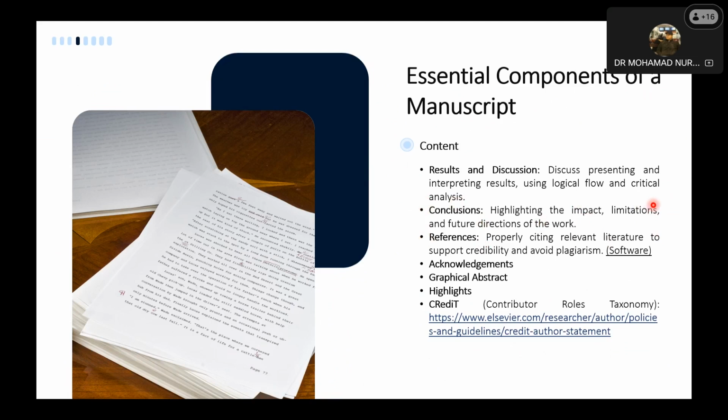And references, this is the major problem for students who are doing a thesis and also preparing articles for publication. So properly cite relevant literature to support credibility and avoid plagiarism. Please, in USM, we are preparing a class to use Mendeley. Normally we have software that you have to install on your computer. Sometimes the software is just a tool to help you during the arrangement of the references, but in the end, you have to do it manually and check one by one.